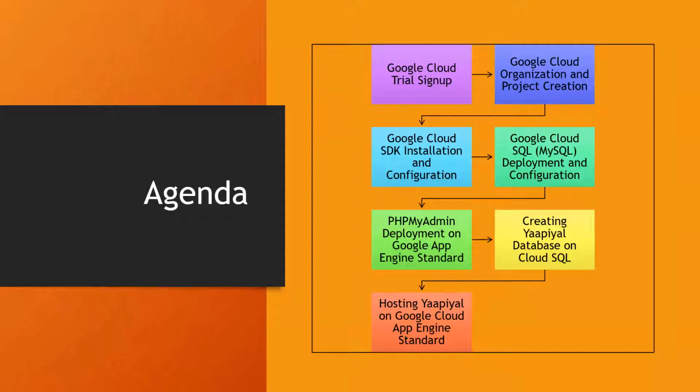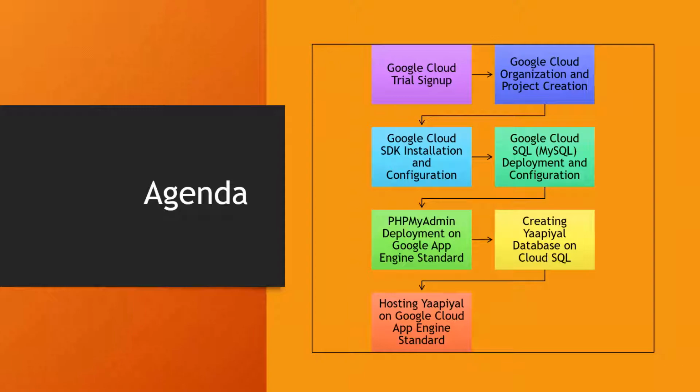If you look at it, most of them, at least the first 5 steps, are related to Google Cloud services, and the Yaapiyal installation is really simple. You just upload the database script to a bucket and then import it to the Cloud SQL server and then upload your code to the App Engine. So that's it. I will give a brief walkthrough and then we will have a demo video for each of these topics separately. Very short demo videos under 5 minutes.